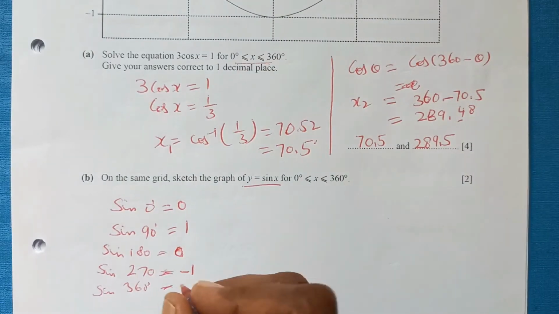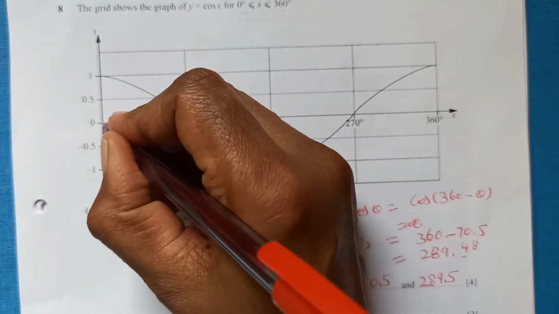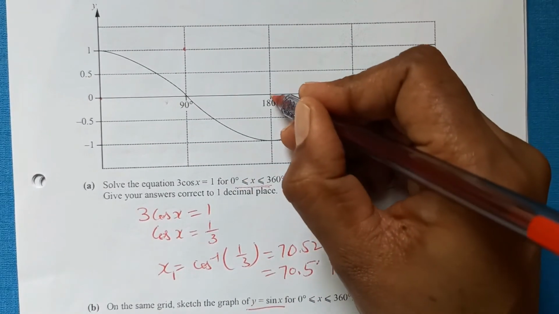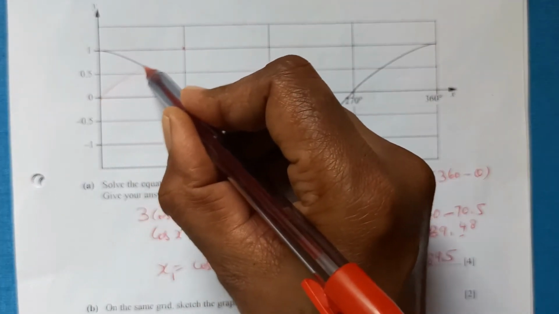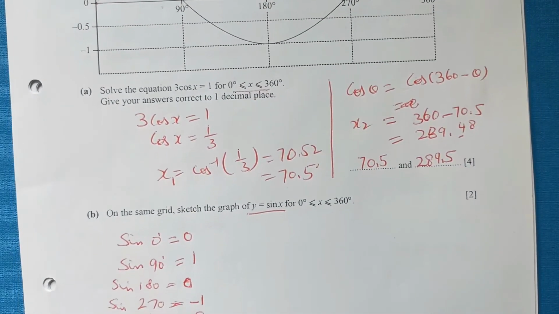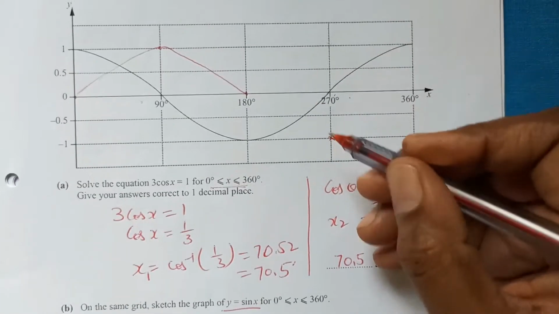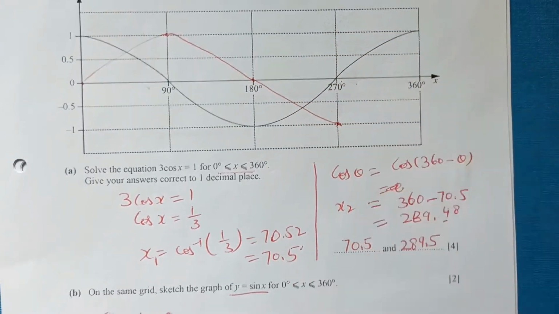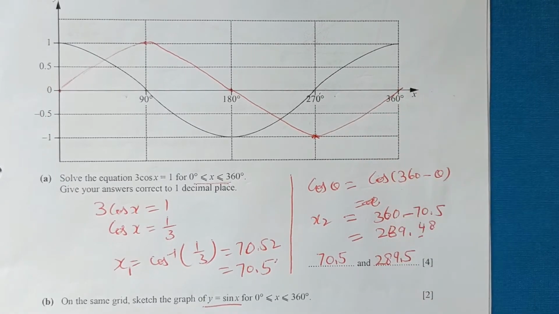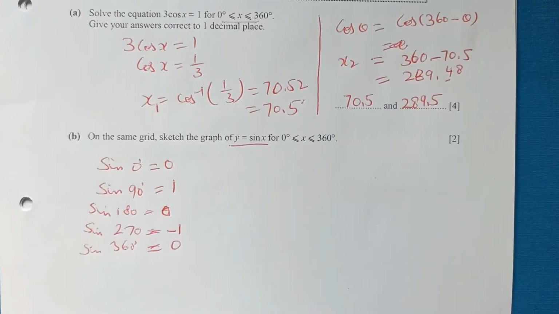So we can put these values on the graph. Sine 0 is 0, it's here. Then sine 90 is 1, this point. Sine 180 is 0, so the graph will be going like this. Then at 270 sine is minus 1, so the graph comes here. And sine 360 is 0, so like this. So this is part B, the graph of sine x.